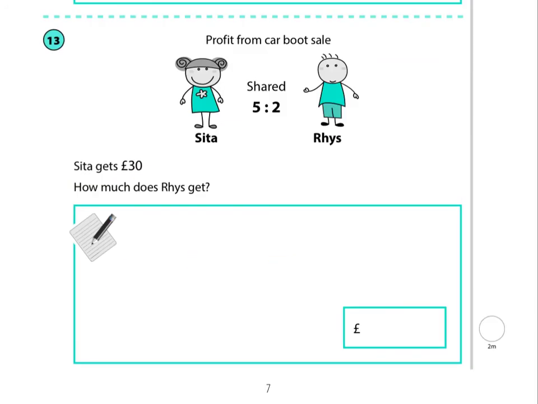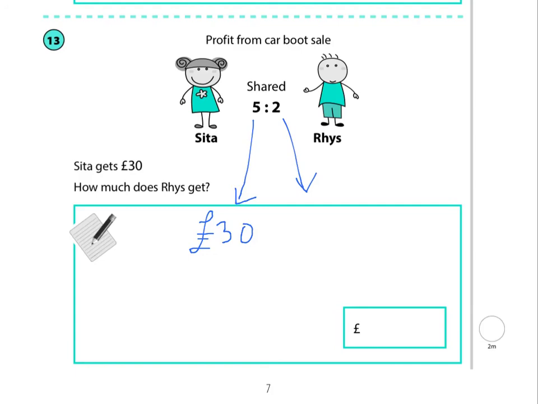So what we have here is two people, Sita and Reese, and they are sharing profit from a car boot sale in the ratio 5:2. So Sita gets 5 shares, Reese gets 2 shares. Now what they're telling us here is that Sita is going to get £30. So that is the 5 parts of this share. So how on earth now do we turn a 5 into a 30?